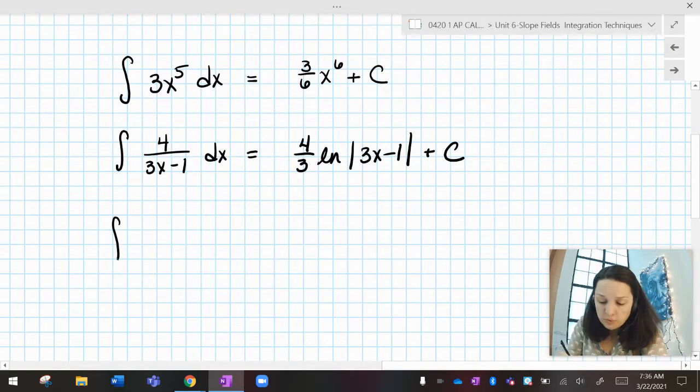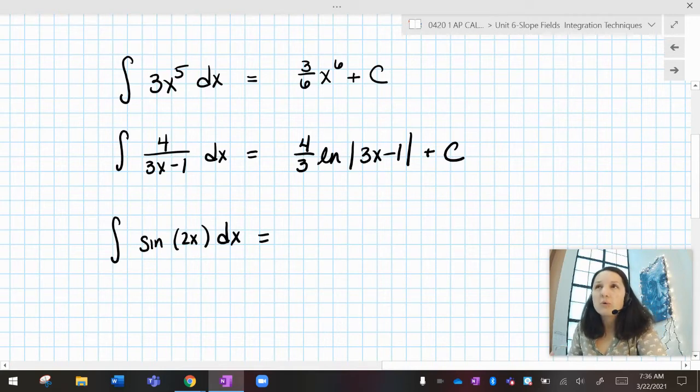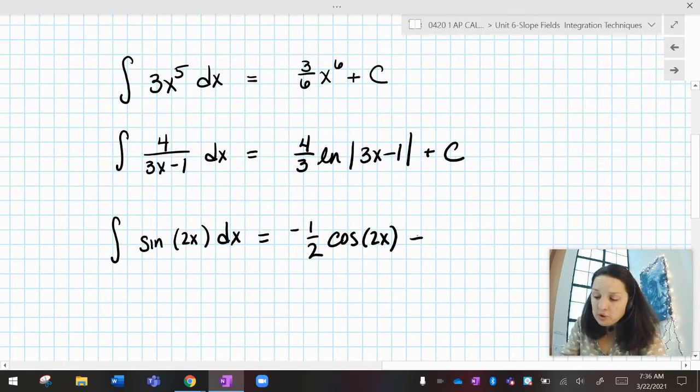We've had other ones where if I had the integral of, let's say, sine 2x dx, I'd say, all right, well, what's the antiderivative of sine? That's going to be negative cosine. And in fact, the derivative of 2x is 2, so I need to divide by 2 as well. So I take the antiderivative of the trig and divide by the derivative of the inside.